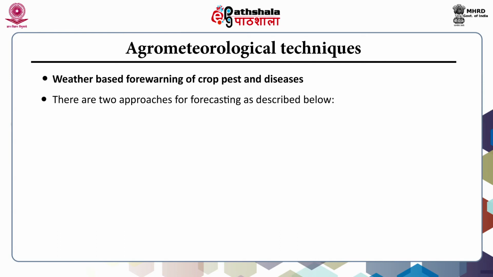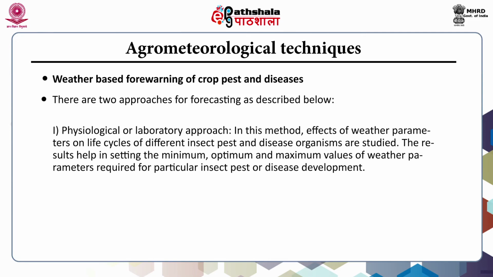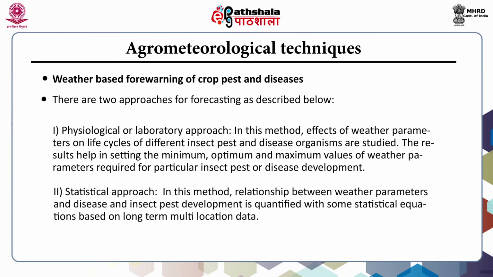There are two approaches for forecasting. One is the physiological or laboratory approach. In this method, the effects of weather parameters on the life cycles of different insect pests and disease organisms are studied. The results help in setting the minimum, optimum and maximum values of the weather parameters required for a particular insect pest or disease to develop. The second approach is the statistical approach.